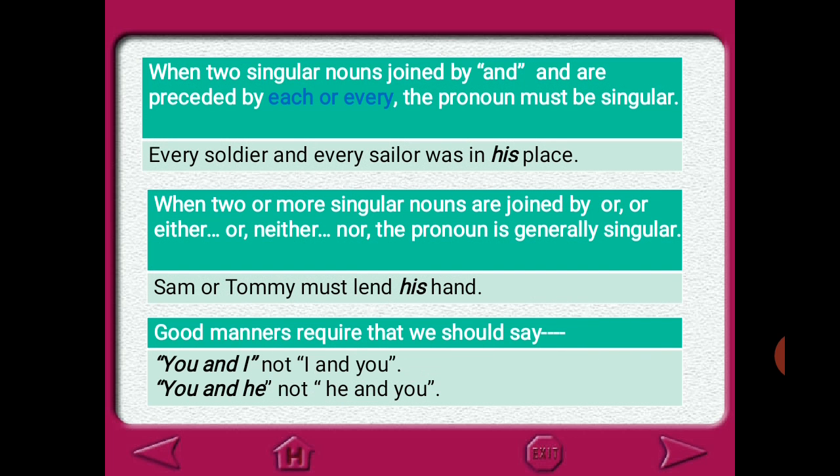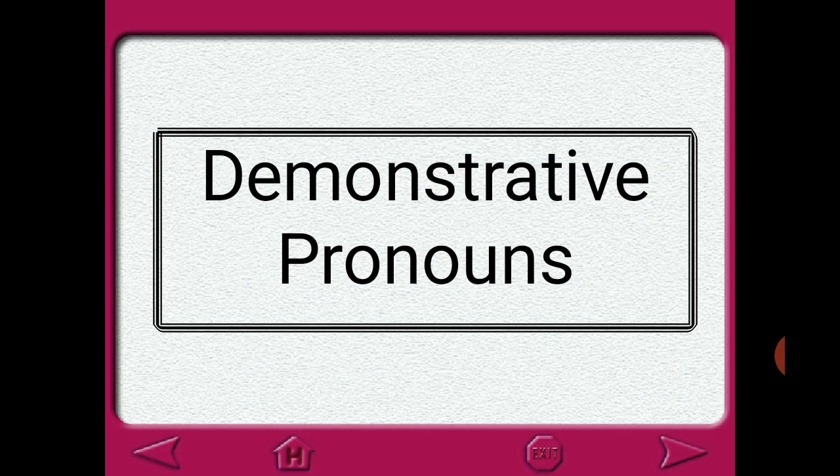Good manners require that we should say you and I, not I and you, and you and he, not he and you. These were a few of the points about personal pronouns, and now we are going to read something more about demonstrative pronouns.